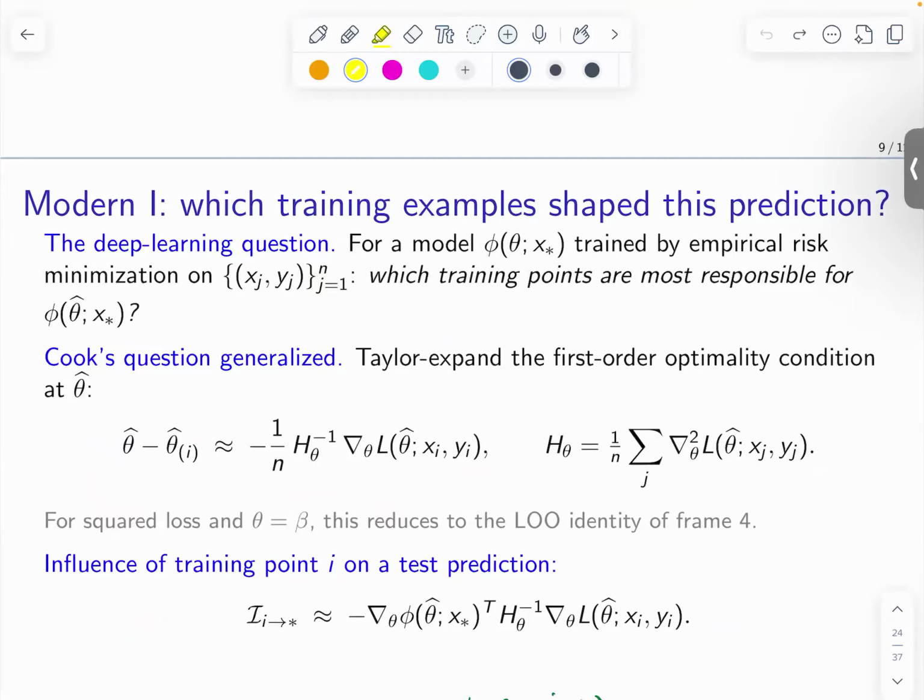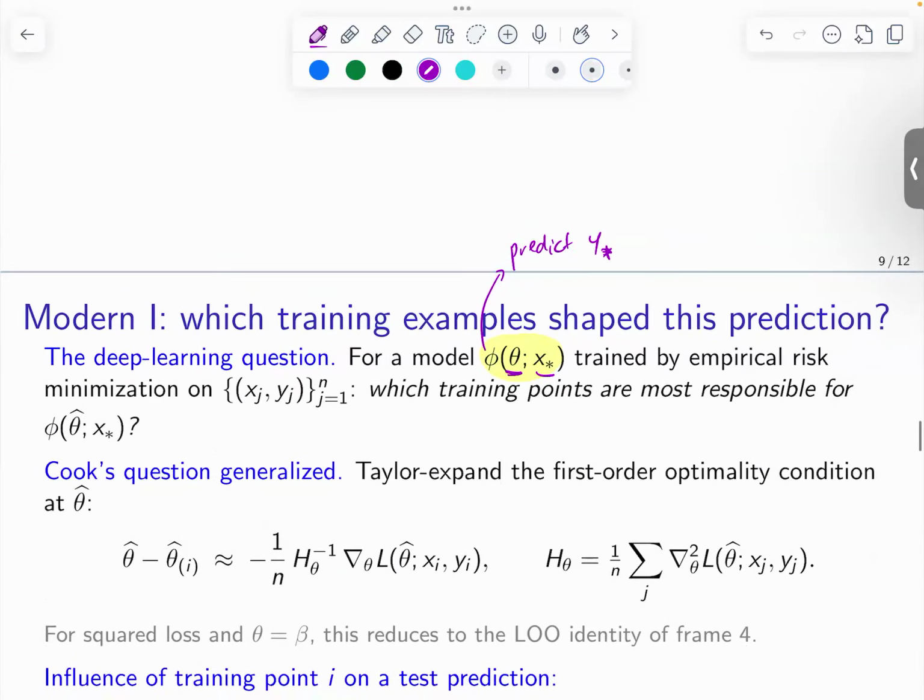basically generalize to modern machine learning. In machine learning, let's say deep learning, if you've heard about it, people train these highly nonlinear models. So now you have this phi, which is your prediction. It is trying to predict y star. It's a complicated model, like a neural network with many parameters. The parameters are these thetas, and it has an input, x star, and then you get an output. For every parameter, you have a prediction.